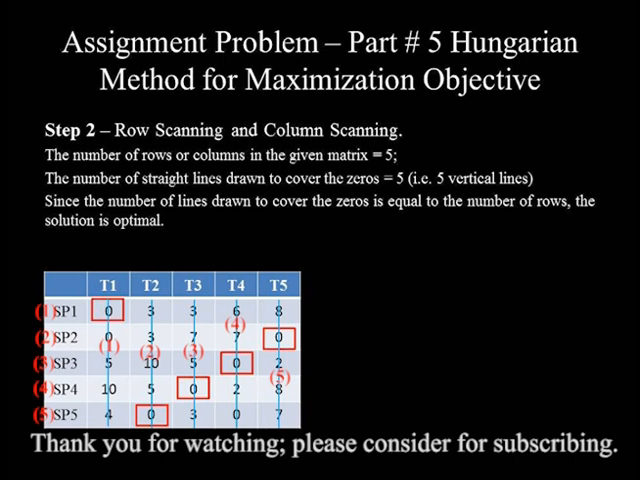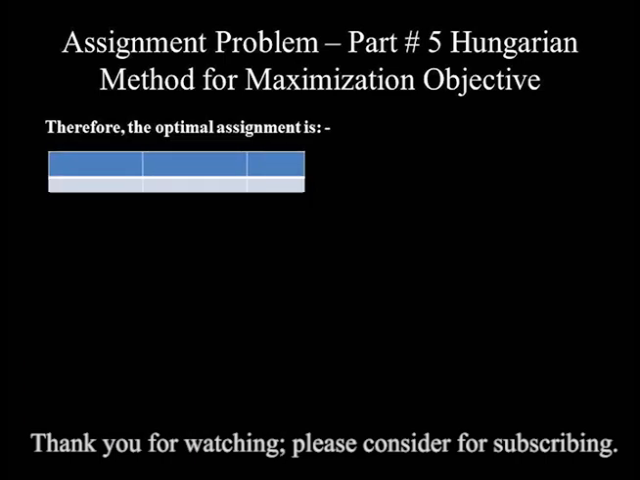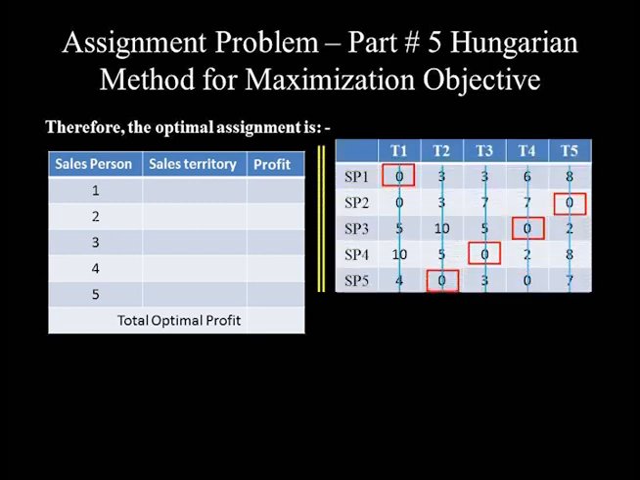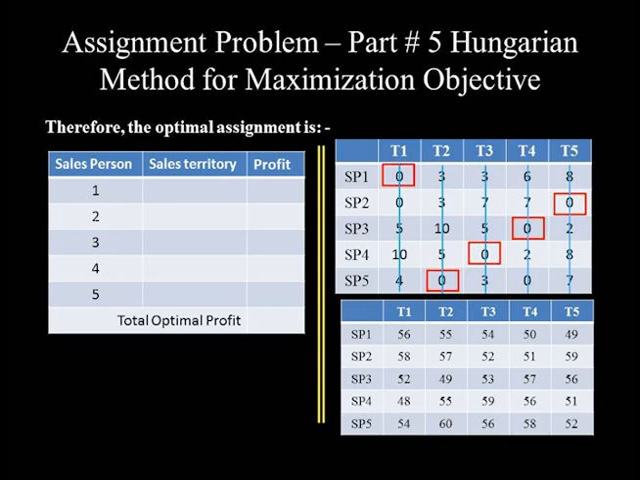For this assignment, let's draw a table containing 3 columns and 7 rows. The 3 columns stand for the salesperson, the sales territory, and the profit generated by each salesperson. The 7 rows stand for the title of the columns, the 5 salespersons, and the total optimal profit. Let's copy the matrix we produced after going through the steps of the Hungarian method and the given matrix at the right-hand side, in order to refer to the assignments and the profit generated by the salesperson in a given sales territory.